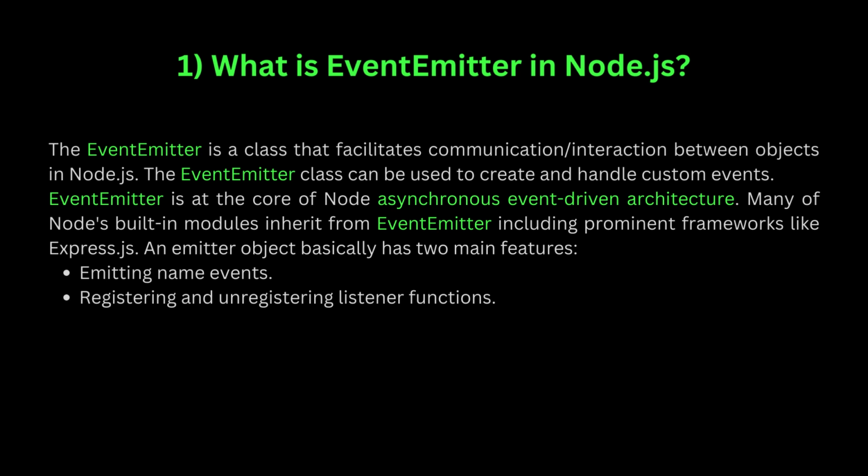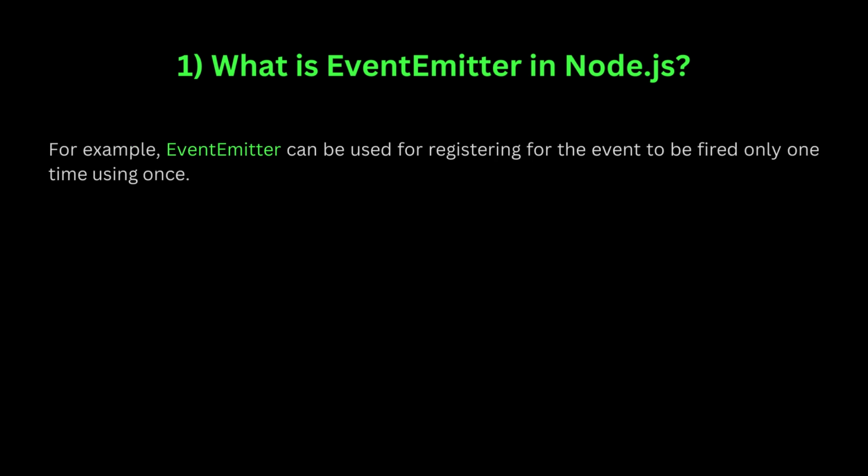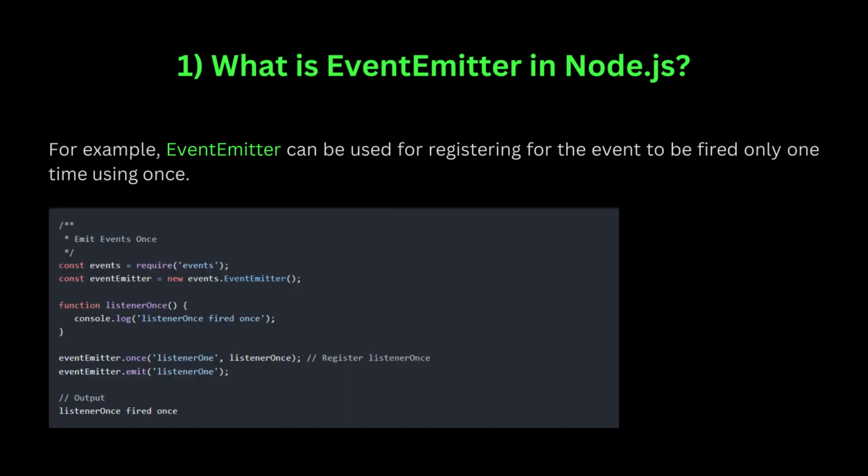Many of Node's built-in modules inherit from EventEmitter, including prominent frameworks like Express.js. An emitter object basically has two main features: emitting named events, and registering and unregistering listener functions. For example, EventEmitter can be used for registering for an event to be fired only one time using once. Please look at the example below.